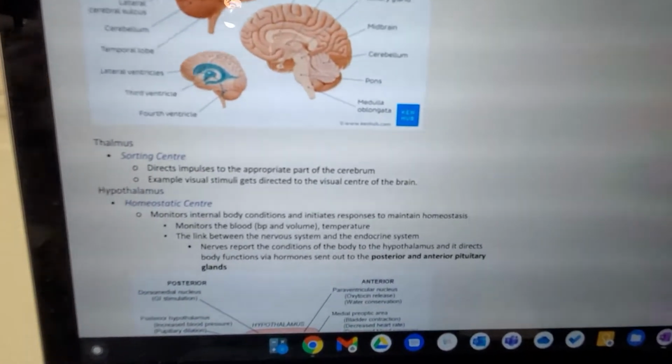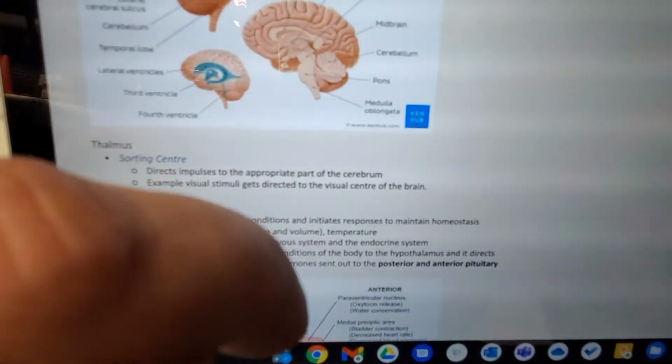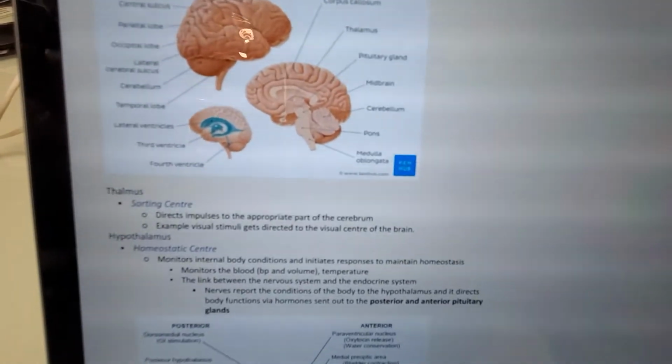So the thalamus is the sorting center, which is basically inputs coming up the spinal cord hit the thalamus, and the thalamus decides where they go. Do they go to the auditory part of your brain? Do they go to the visual part of your brain? Do they go to both parts of the brain? Do they go to the movement part of your brain, the sensation part of your brain? The thalamus is sorting those things out so they go to the right place. Visual stimuli goes to the visual part of your brain. It goes to the part of your brain that recognizes faces, maybe, all those things.